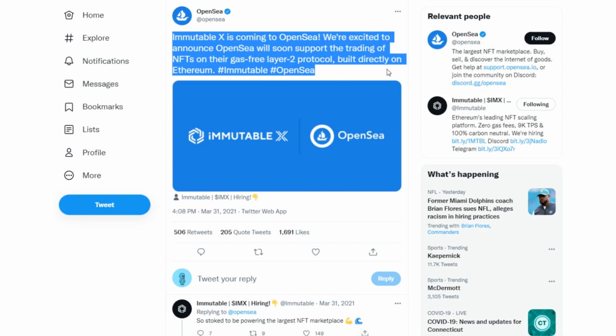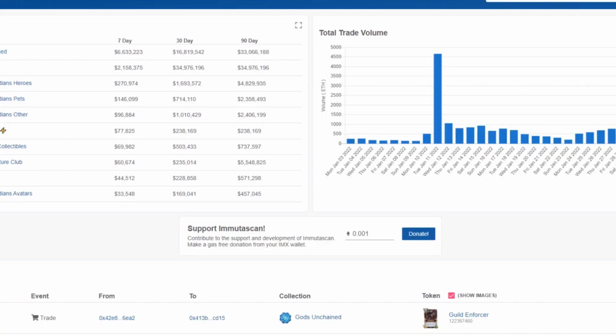And here's why. I'm not comparing OpenSea to IMX because they're not the same thing, right? OpenSea is a marketplace for NFTs. IMX is a layer 2 built on Ethereum that also has a marketplace. They're not the same thing. But if you go by volume, right? You can see right here, total trade volume. You could go by the day.